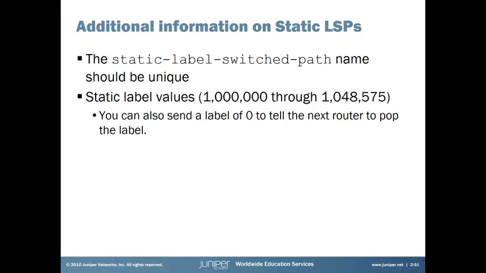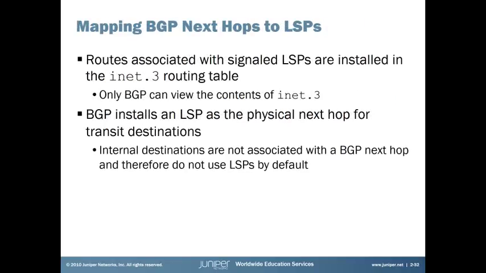You can also send the label 0 to tell the next router to pop the label. So we still get to use this reserved value, which actually instructs the router that receives a label value of 0. So when a router receives a label value of 0, that tells that router to pop the label and not swap it. Okay, so it really is a pop command.